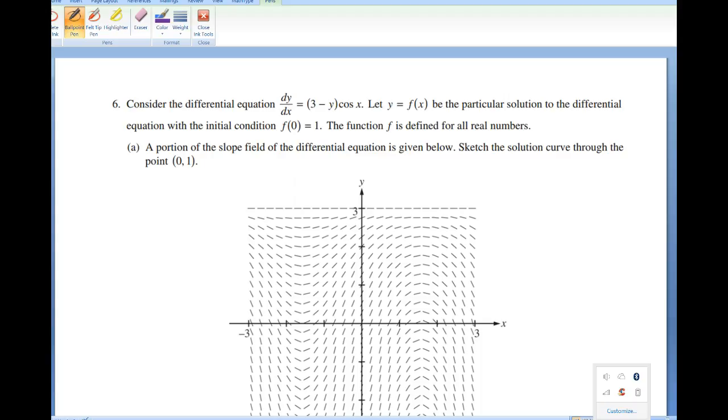If a portion of the slope field of the differential equation is given, sketch the solution. So, locate where 0, 1 is. Well, if this is 0, 3, then right here would be 0, 1. So we're starting with 0, 1. Now here is where you want to try to follow the curve. Can you see the curve? It kind of looks like a sine curve in a way.